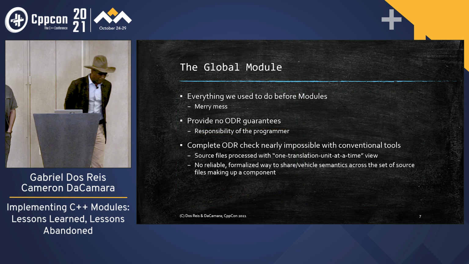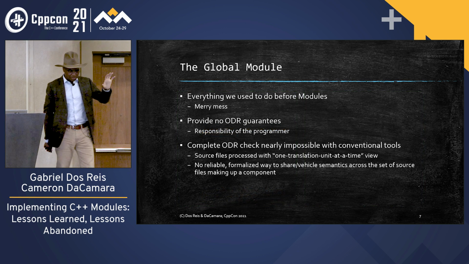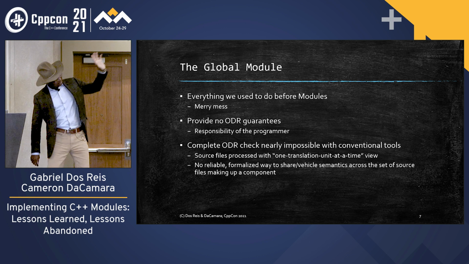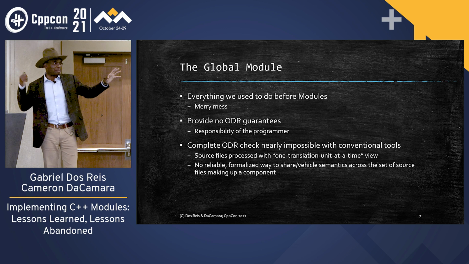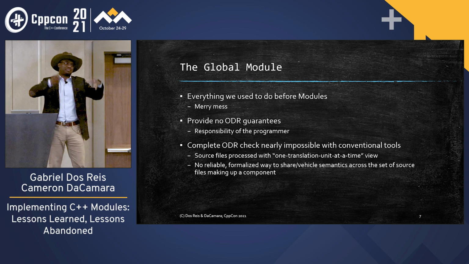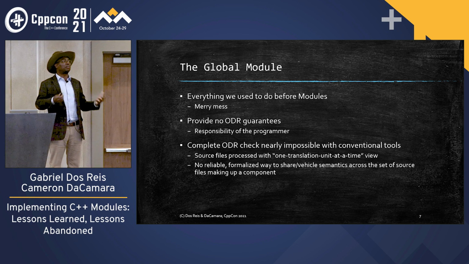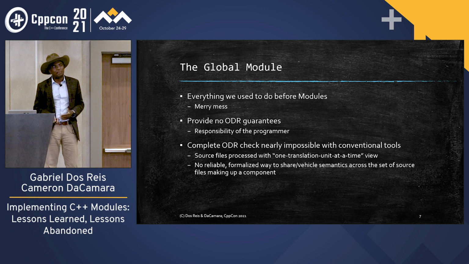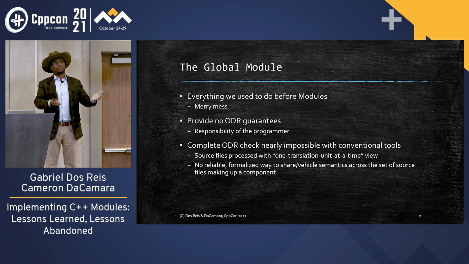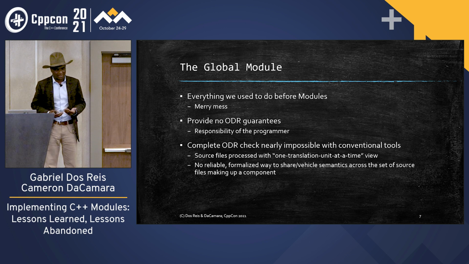So modules were a kind of feature, and we have to relate the feature to the past. And the past is this thing where we put everything in what I call the global module. It's this unnamed module where we have to check for ODR as opposed to taking it as a guarantee.